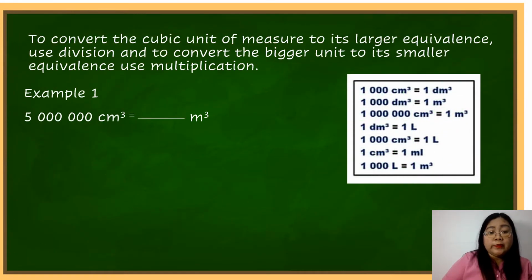To convert a cubic unit of measure to its larger equivalent, use division. And to convert a bigger unit to its smaller equivalent, use multiplication.